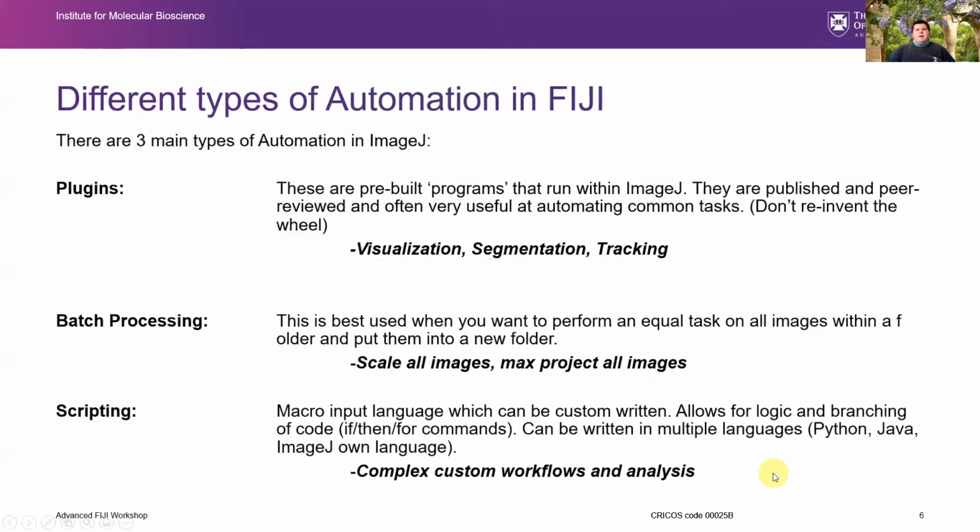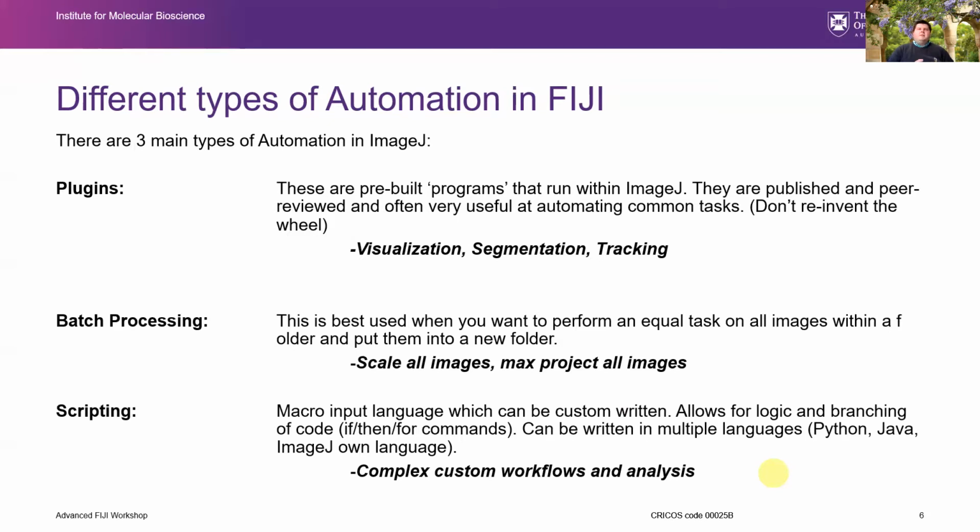There are three main types of automation in FIJI. The first one is to use plugins. Plugins are pre-built programs that run within ImageJ or FIJI. They're published and often peer-reviewed and are really useful at automating common tasks. So you can use these so that you don't have to reinvent the wheel in every single analysis that you do. And there are different plugins for visualization, segmentation, or tracking. We'll go through some of these in the future slides of the workshop.